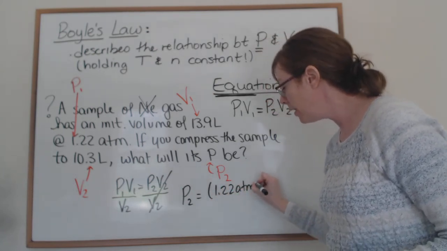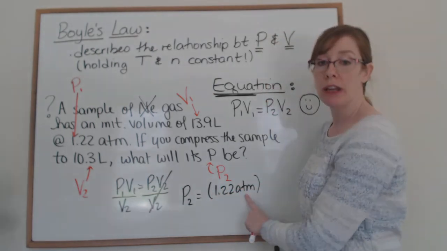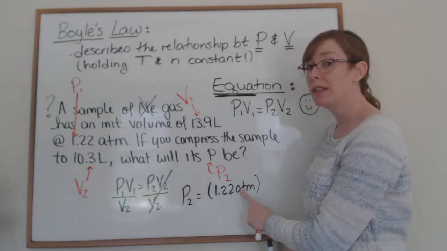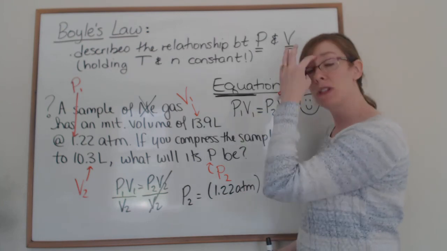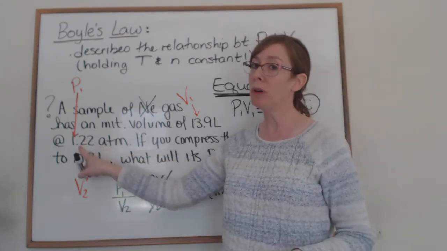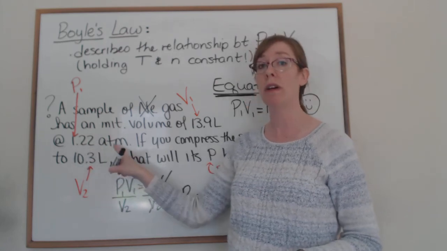Be very diligent about making sure you write your units in there. You're going to want to see them canceling or surviving. It's an important part of these gas law problems. You'll see as we do more how important it is. But don't ever drop your units. That number is not 1.22. It's a measurement with a unit, so you write the whole thing.